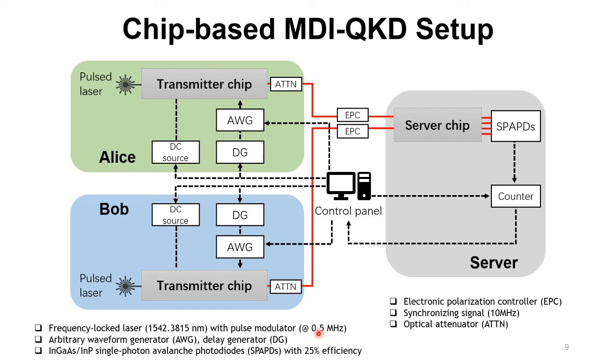And later, I will show our high-speed chip with carrier depletion modulators, which can operate at gigahertz clock rate. At the server side, we adopt single photon detectors with 25% detection efficiency. And the attenuation of standard single mode fiber is emulated by optical attenuators.